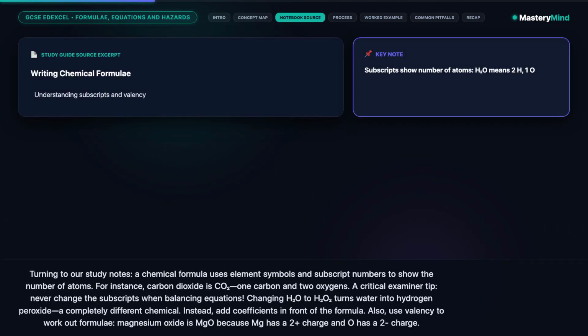Turning to our study notes, a chemical formula uses element symbols and subscript numbers to show the number of atoms. For instance, carbon dioxide is CO2, 1 carbon and 2 oxygens. A critical examiner tip: never change the subscripts when balancing equations. Changing H2O to H2O2 turns water into hydrogen peroxide, a completely different chemical. Instead, add coefficients in front of the formula. Also, use valency to work out formulae. Magnesium oxide is MgO because magnesium has a 2+ charge and O has a 2- charge.